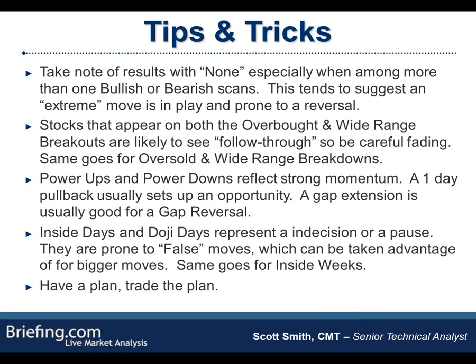So again, it comes to that contrarian type of thinking: just because it says nothing doesn't mean there's actually nothing. Nothing is something. Stocks that appear on both overbought and wide range breakouts, do not fade these. If you look at the charts, that's usually when they show up on the overbought and the wide range breakouts. Those are strong breakouts on the chart, and if you fade those, you better know what you're doing, because they're more prone to be bought on the first sign of weakness, and they're usually going to see some sort of follow through higher over the next day or two. And the same goes for the oversold and wide range breakdowns.